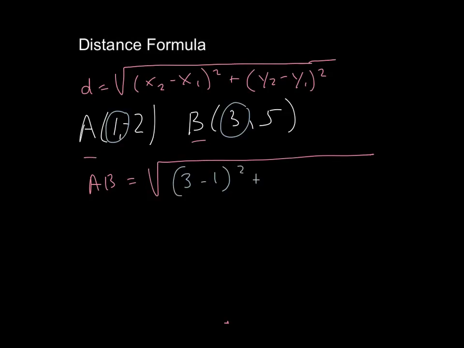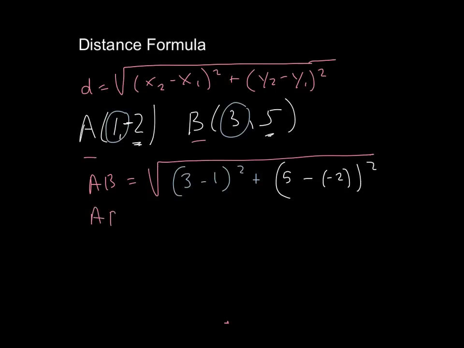Now we'll turn to the y values. The y values are the 2 and the 5. We started with the 3, so when we turn to the y's, we're going to start with the corresponding y value, which is going to be 5. And that'll be 5 minus, and there's a negative in there, it's hard to see, a negative 2. So it's going to be 5 minus a negative 2, and that whole thing is squared. Now we have to simplify, and once we do, we'll have the length of AB.